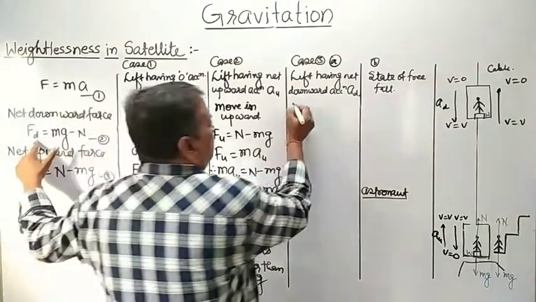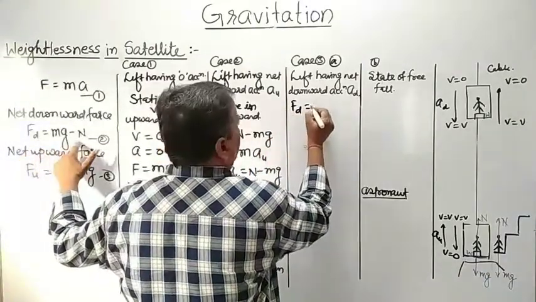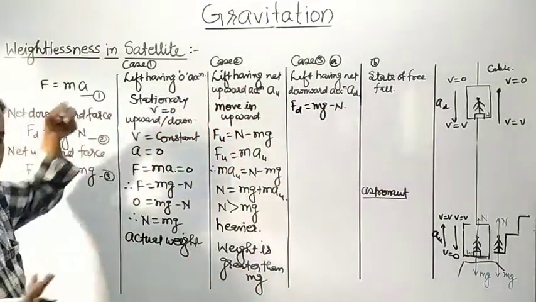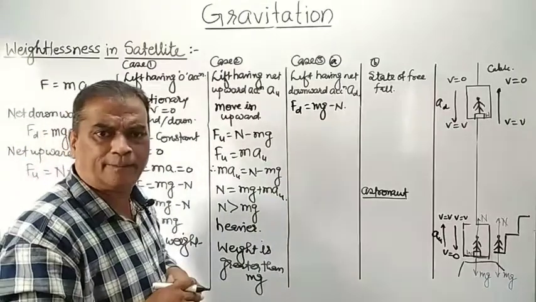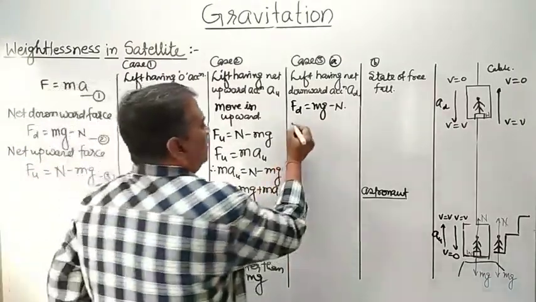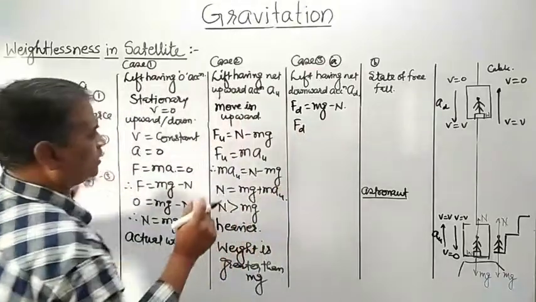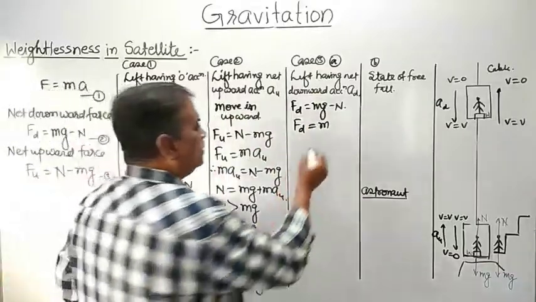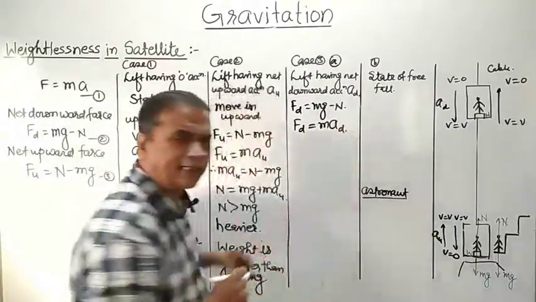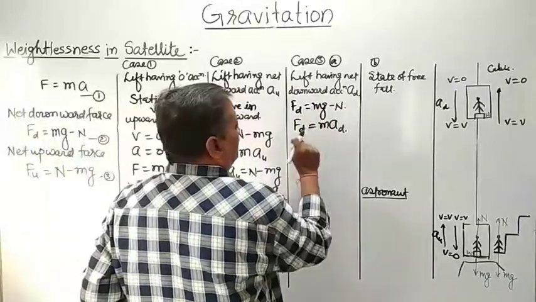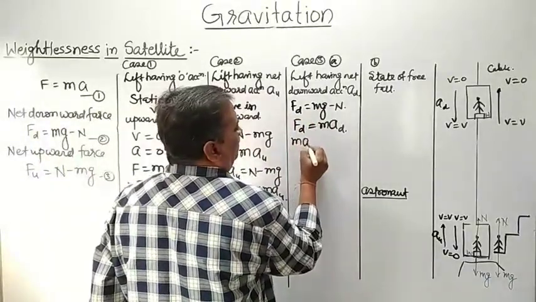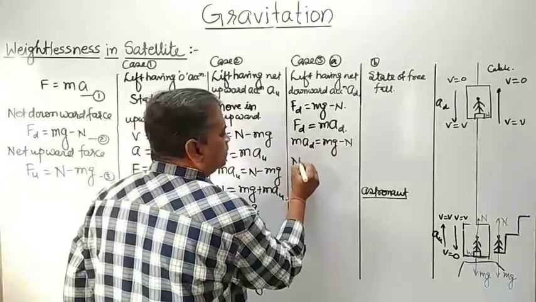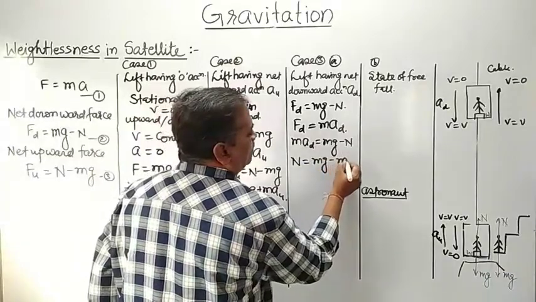So in this case, because net acceleration of lift is downward, means net force is what? Downward. So net force is downward, means Fd is equal to mg minus N. Which formula is useful? Net downward force, it is mg minus N. But the downward force, because F is equal to ma, so net downward force is equal to mass of a passenger into acceleration of lift in a downward direction. So you can put this value in this equation. So you will have m AD is equal to mg minus N. Take this N to this side. So N is equal to mg minus m AD.